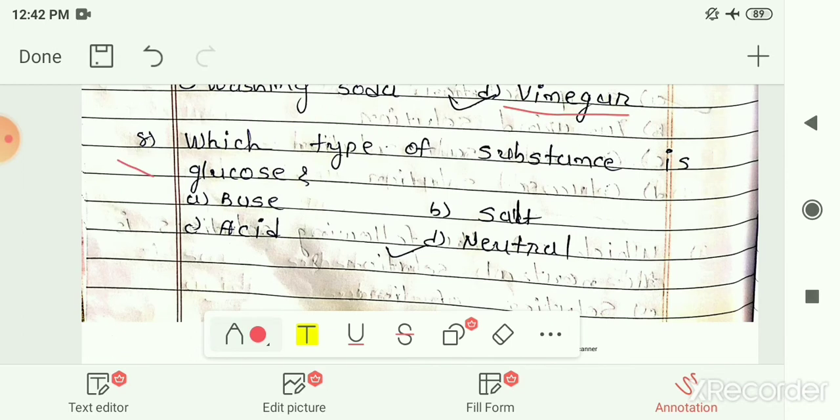Next, 8th number, which type of substance is glucose? The options are base, salt, acid or neutral. So glucose is neutral in nature. So here your answer is option D, neutral.